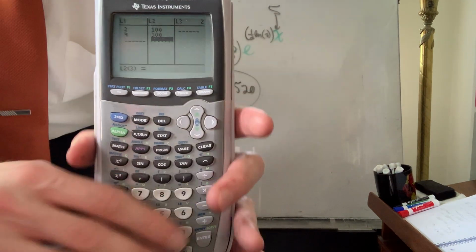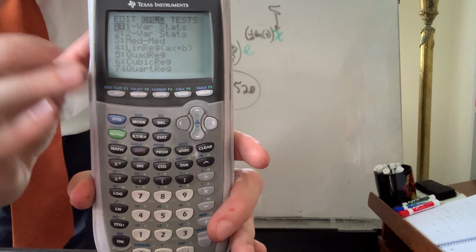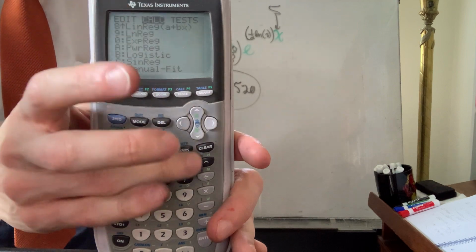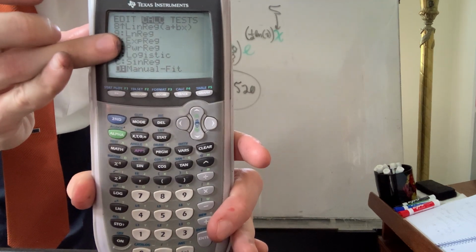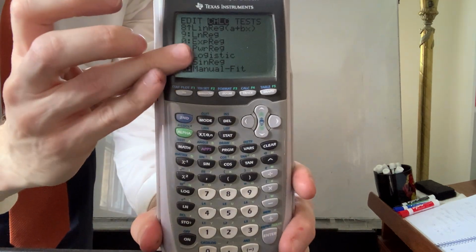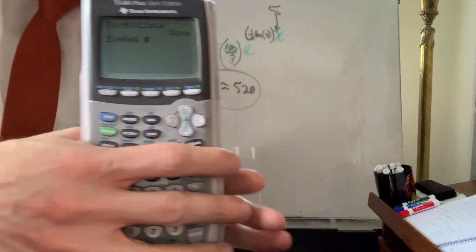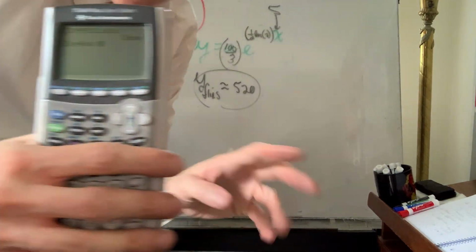Right. So if you hit Stat again and then scroll over to Calc and then go down the list, you'll see exponential regression. That's for modeling things that you believe are exponential. So I'm going to go down to 0 here. Maybe if I can just hit 0. You can tell it to choose L1 and L2.